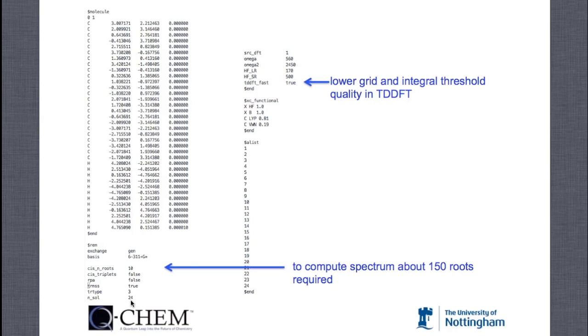We've got 24 carbon 1s orbitals, so we have to tell it all those. The only thing I want you to notice is this rem, TDDFT fast, which we turn on to true. What that will do is change the quality of the grid and the integral threshold for the time-dependent DFT part of the calculation. This really does speed things up quite dramatically. And if you wanted to compute the spectrum, I think it said you need about 150, 200 roots.